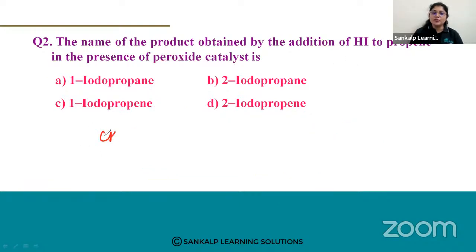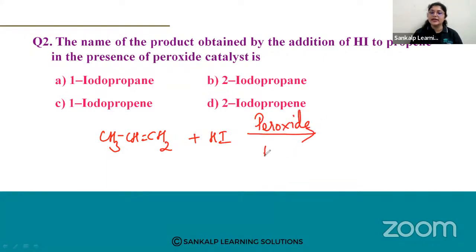So if this is an unsymmetrical alkene and this is an alkyl halide, and if peroxide is written, peroxide like H2O2, then Na2O2, sodium peroxide, hydrogen peroxide, benzoyl peroxide, these are the peroxides which you are going to use.